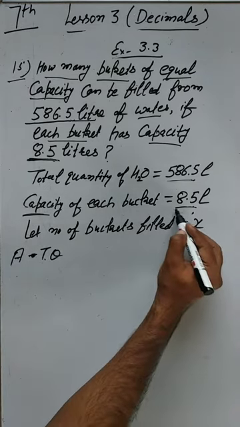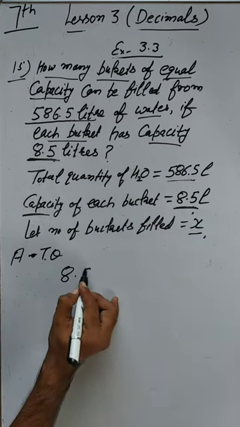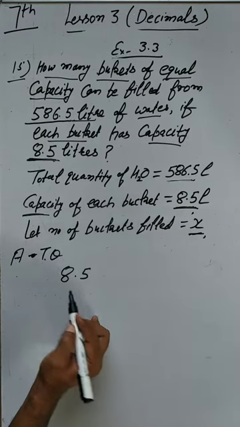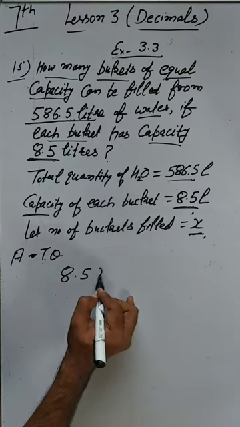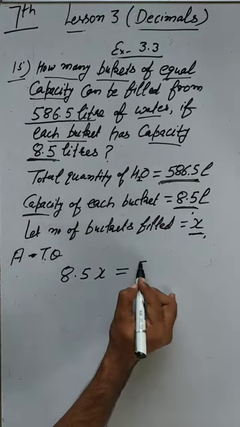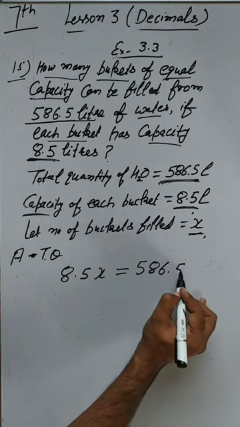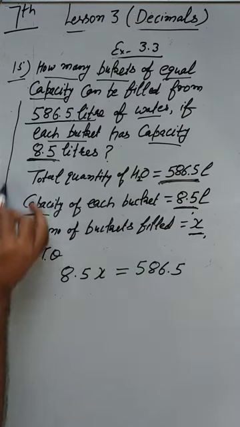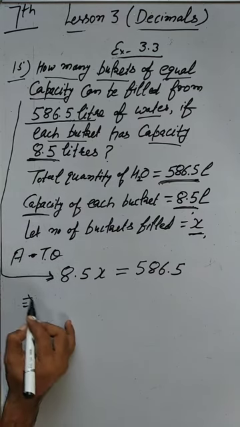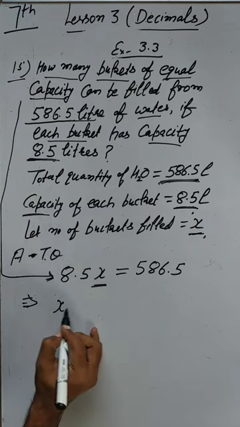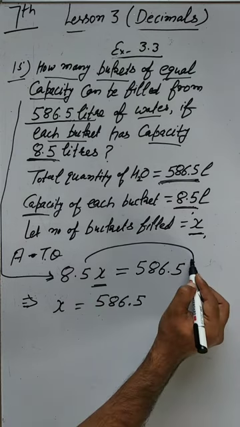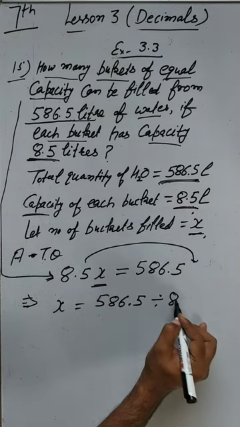Okay, now beta, according to the question, the capacity of each bucket is 8.5 liters. The number of buckets is x. So the total water will be 8.5 multiplied by x. And the total quantity of water given in the question is 586.5. This is your equation. So I have converted the word problem into mathematical form. Now we want to find x, the number of buckets. So x will be 586.5 divided by 8.5.